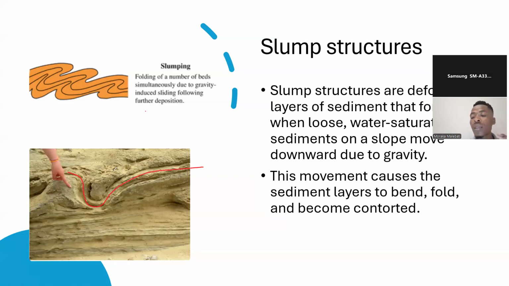Okay, because they were formed by the movement. They were caused by the movement of those layers because they're still wet. They're still saturated with water, and then they become folded. When they are folded, they will become contorted, or they will change shape. They will become deformed. For example, these ones are highly contorted. So this is folding of a number of beds simultaneously due to gravity-induced sliding following the deposition.